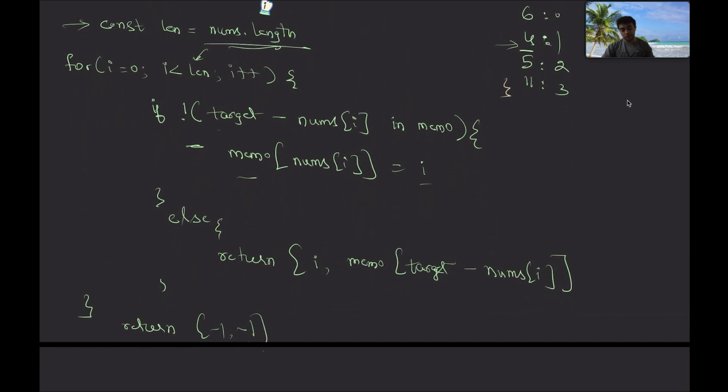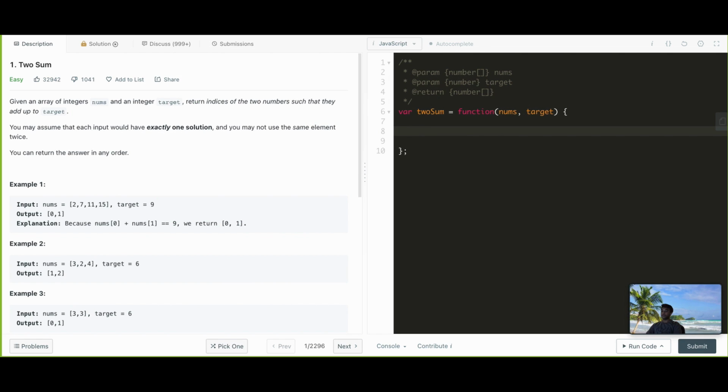Let's solve this on Leetcode now. Okay, so now we are on the Leetcode. Let's first define memo, which is our storage, and I'll assign that to an object. And we'll also define the length, which is nums.length. We will define a for loop, let I is equal to 0, I less than length. We will go through 0 through length, and we'll increment that every time.